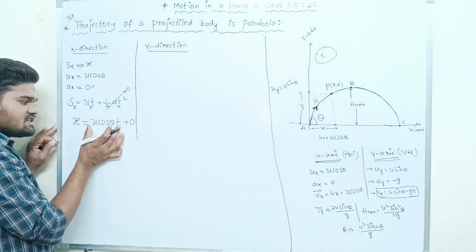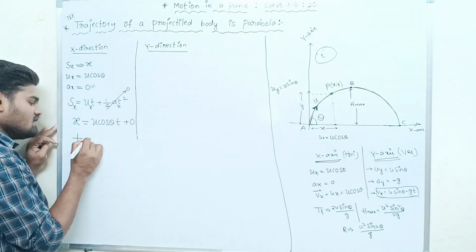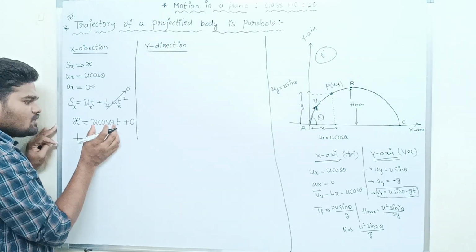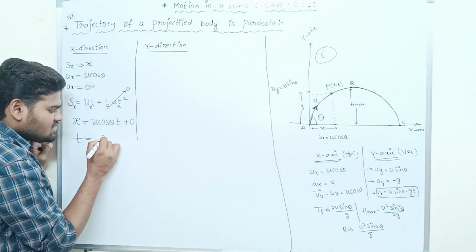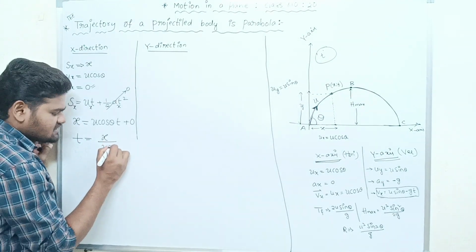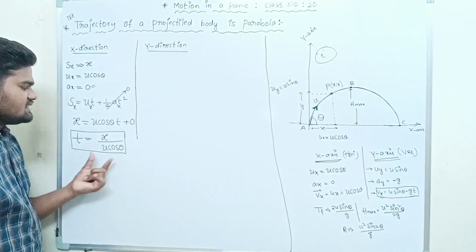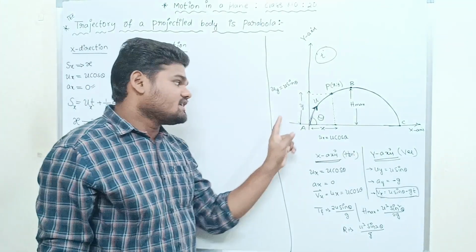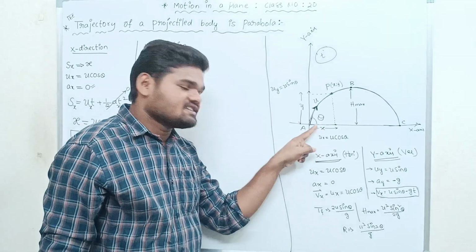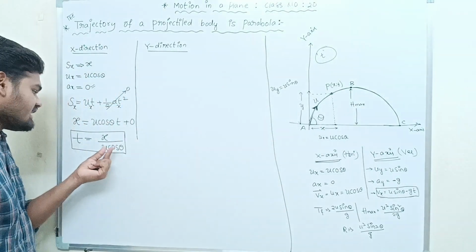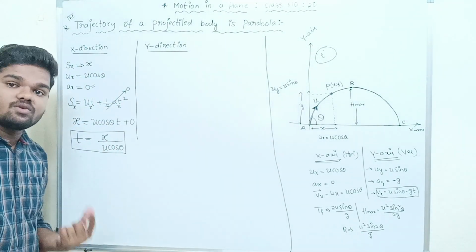So from this, I'm going to write the equation for time. Time T is equal to, u cos theta comes to this side, x by u cos theta. So this is the time taken by the object to cover this much distance, x distance along horizontal direction: x by u cos theta.